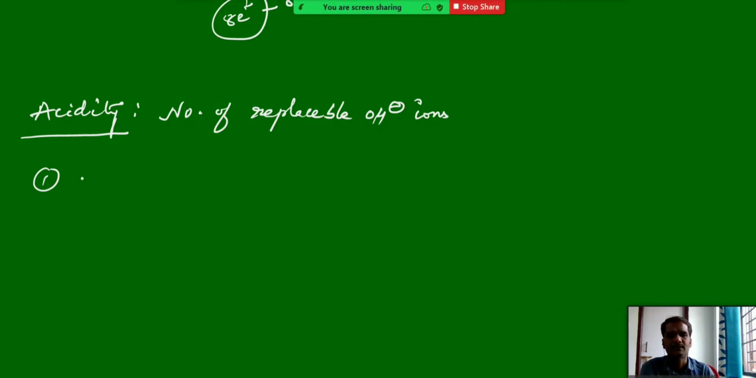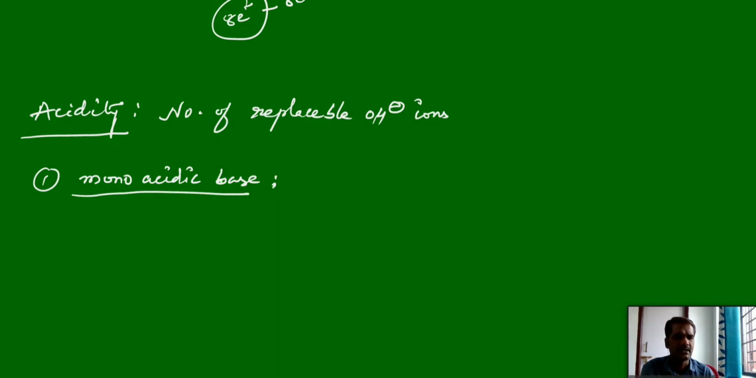First one here, monoacidic base. Monoacidic base means the base which can replace one OH minus ion. We can take so many examples. What are the examples for monoacidic base? Sodium hydroxide, potassium hydroxide, rubidium hydroxide, generally first group hydroxides you can take, etc. Ammonium hydroxide is also an example. They come under monoacidic bases.